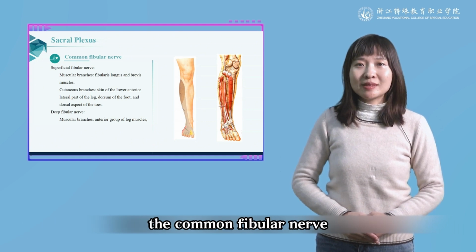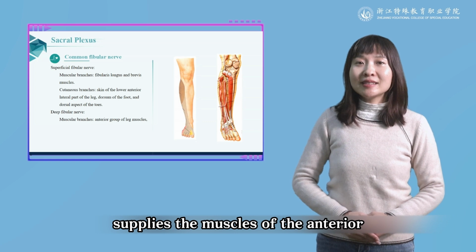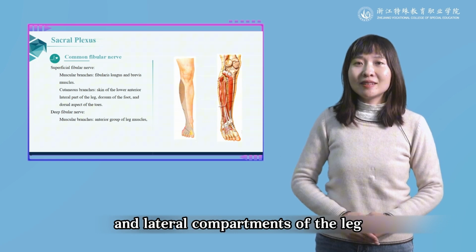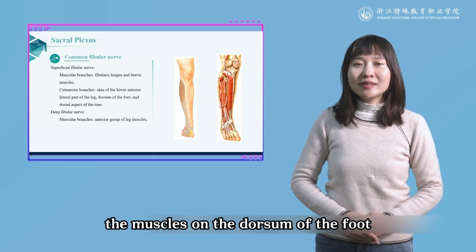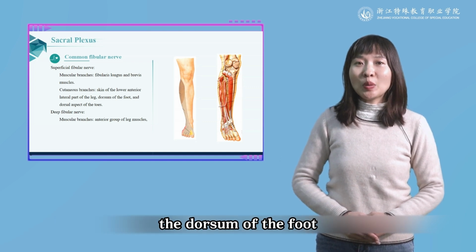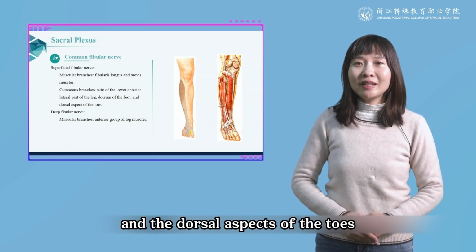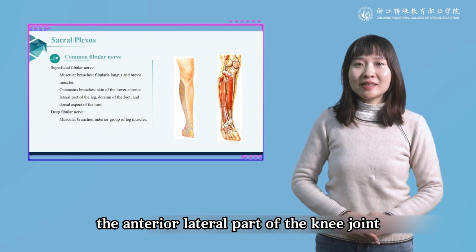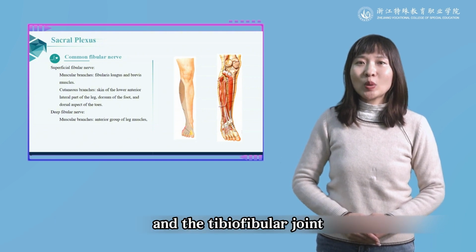The common fibular nerve supplies the muscles of the anterior and lateral compartments of the leg, the muscles on the dorsum of the foot, the skin on the lateral aspect of the leg, the dorsum of the foot, and the dorsal aspects of the toes, the anterolateral part of the knee joint, and the tibiofibular joint.